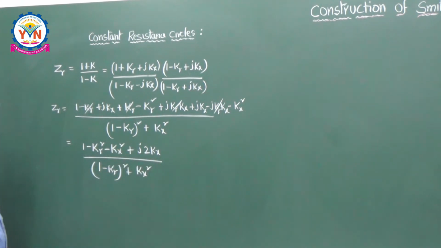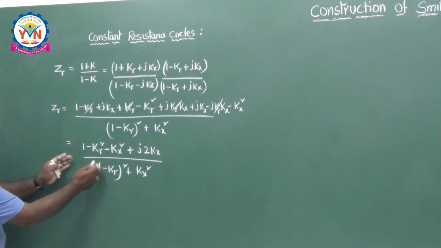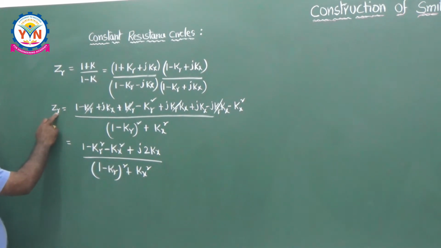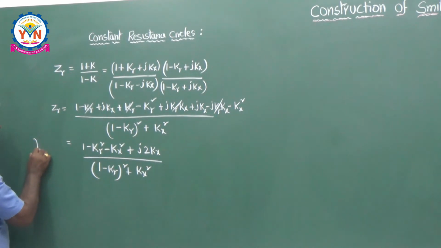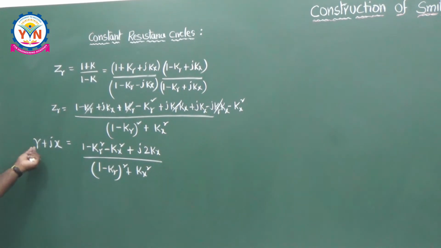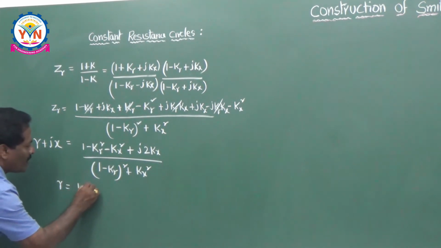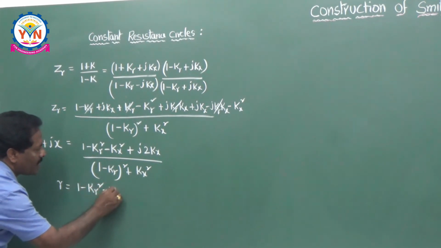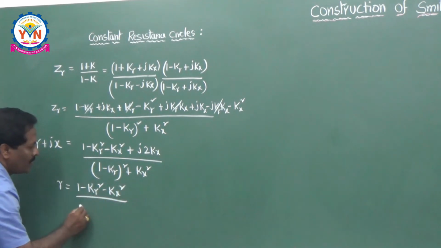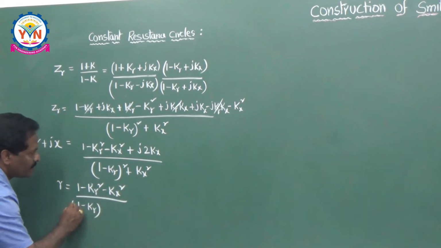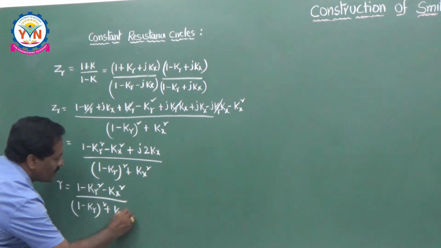Okay, right. So, if you just divide into real part and imaginary part, this Zr will be equal to the combination of resistance as well as reactance. What is the resistance here? So, you can say that this is R plus j times X. This is nothing but the impedance. So, resistance is nothing but the real part. So, I can write here R is equal to 1 minus kr square minus kx square divided by 1 minus kr whole square plus kx square.